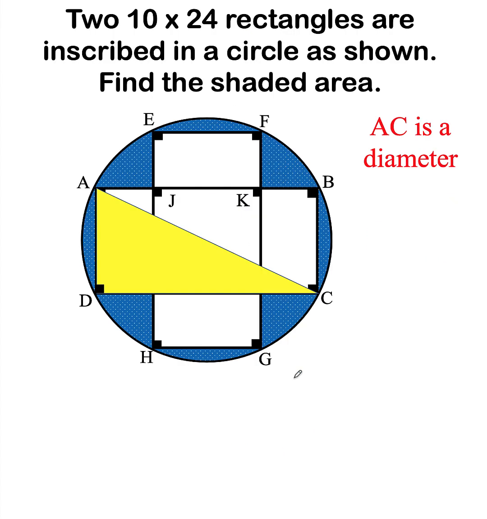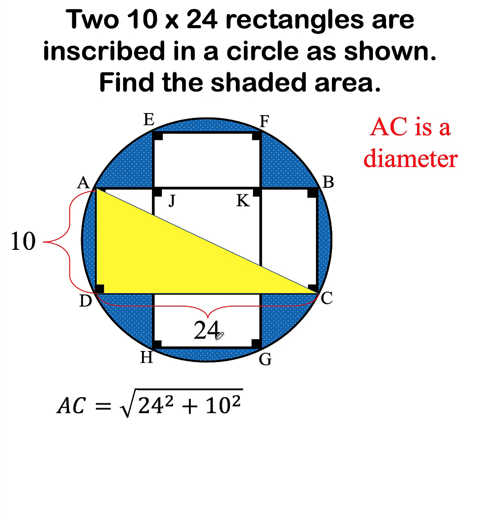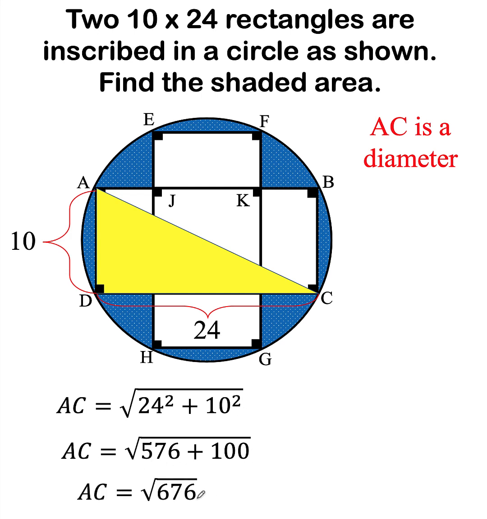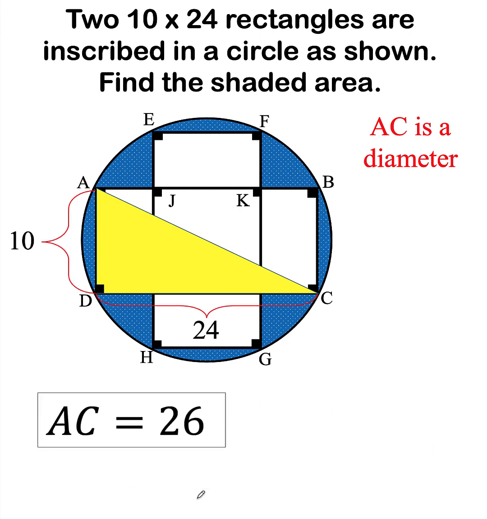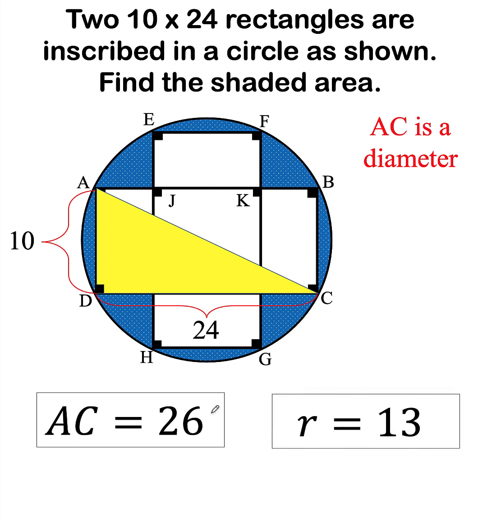So we can now compute the measure of this diameter using the Pythagorean theorem, knowing that AD is given to be 10 units and DC is given to be 24 units. From the Pythagorean theorem, the length of the hypotenuse AC, which is also a diameter of the blue circle, is equal to the square root of the sum of the squares of the two legs with a measure of 10 and 24 units, respectively. So this is equal to the square root of 576 plus 100, or the square root of 676, which is equal to 26. So the diameter AC is 26, and this implies that the radius is half of 26, or 13.